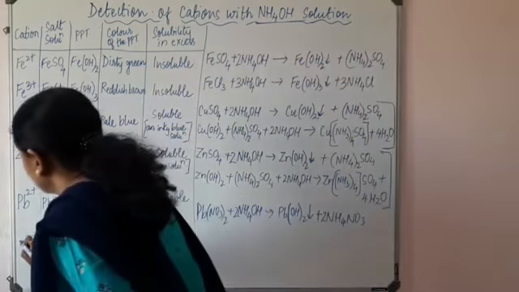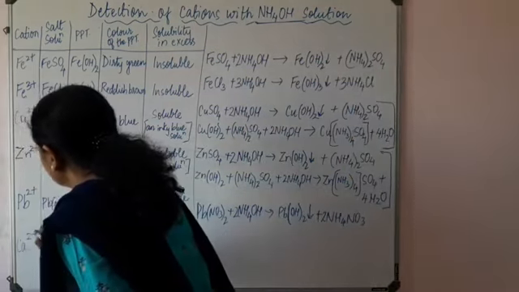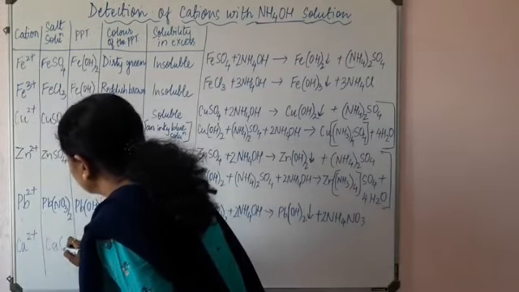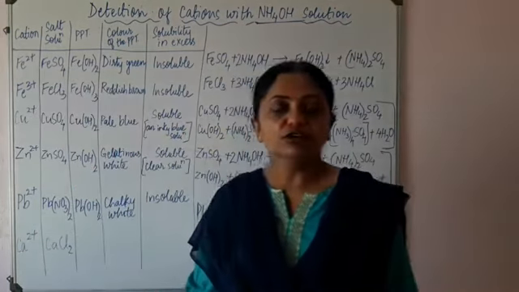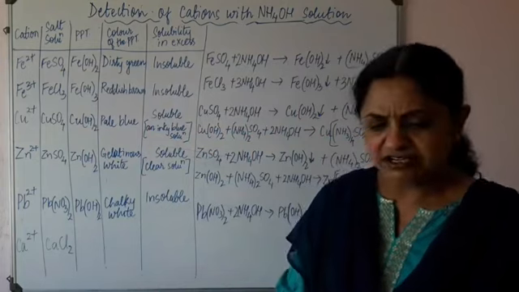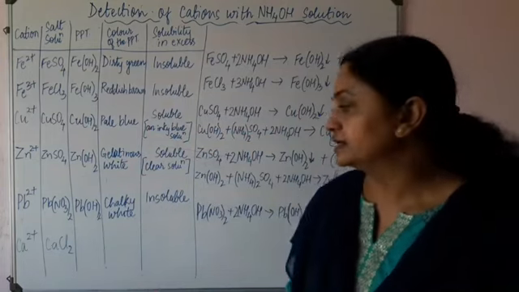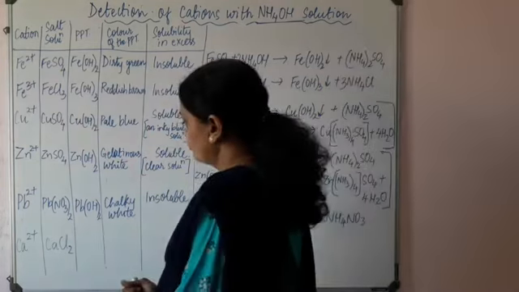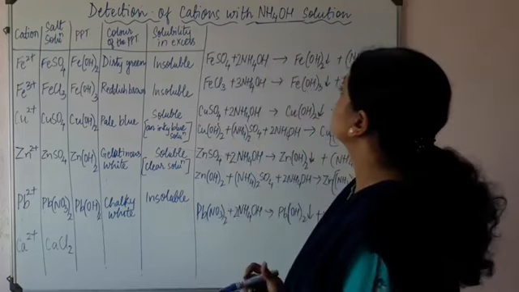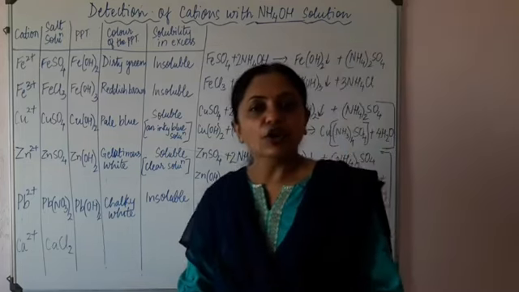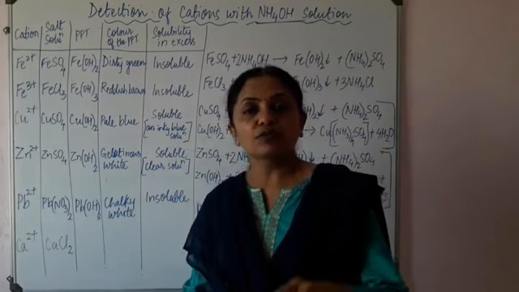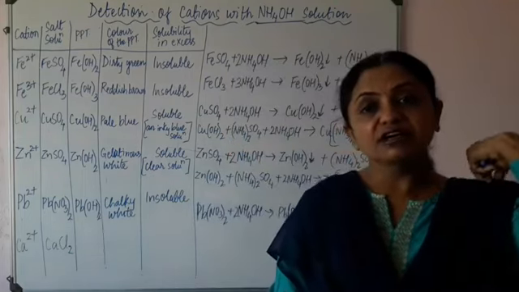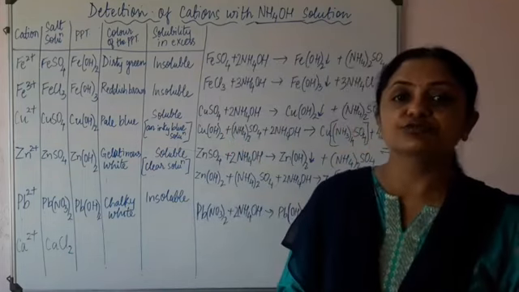Now when we are talking about calcium, you take calcium chloride, any salt solution, calcium nitrate you can take, calcium chloride you can take. So what happens when you add NH4OH? It will not form any precipitate. No precipitate occurs even with the addition of excess of NH4OH.